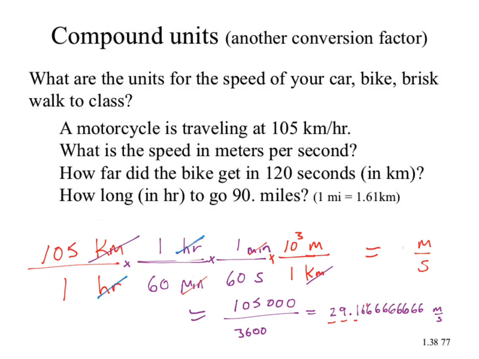291. The first insignificant digit is larger than 5, so add 1. 29.2 meters per second. Okay. Get it?